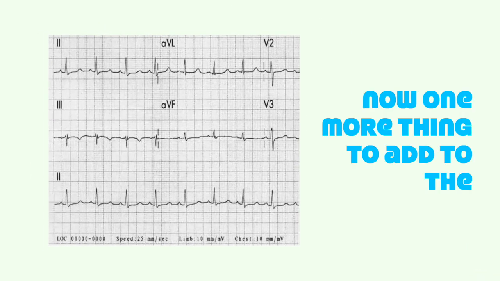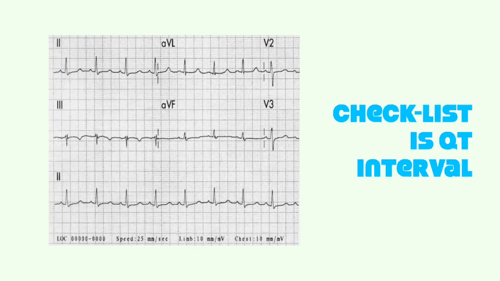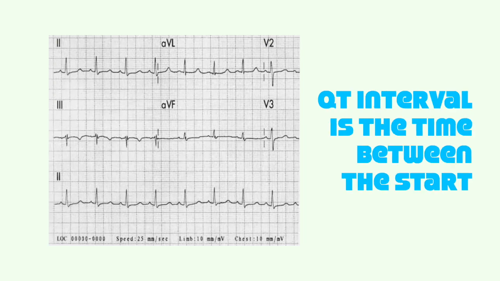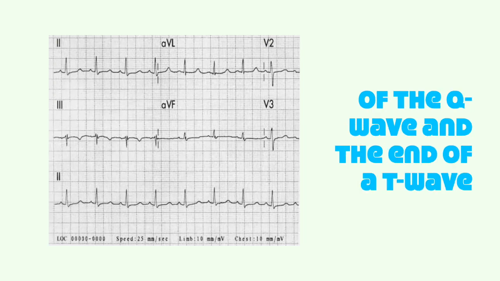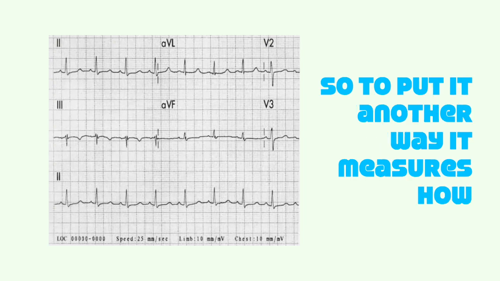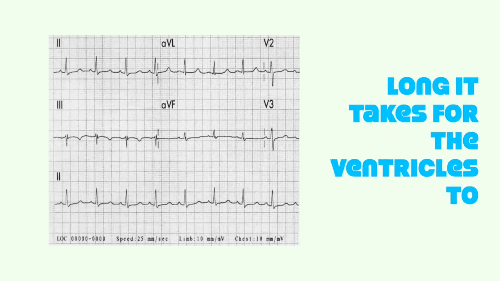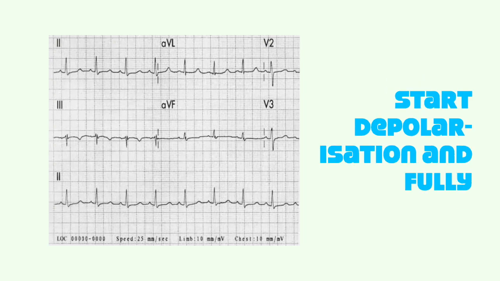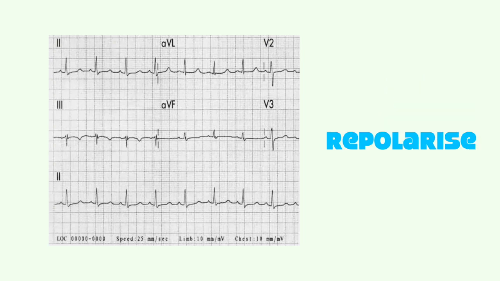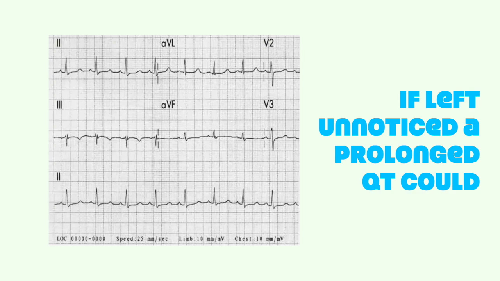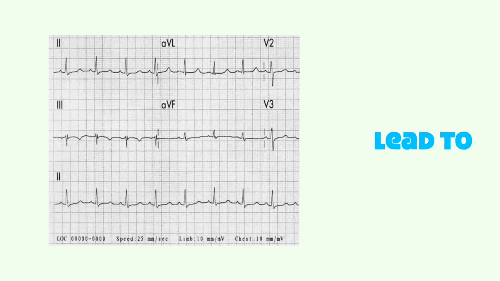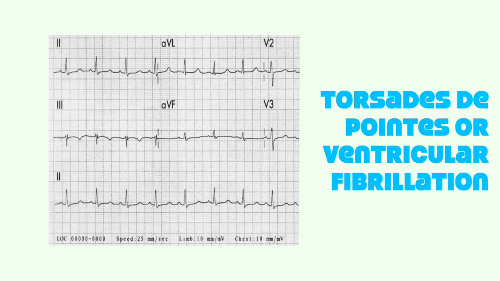Now, one more thing to add to the checklist is QT interval. QT interval is the time between the start of the Q wave and the end of a T wave. So, to put it another way, it measures how long it takes for the ventricles to start depolarization and fully repolarize. If left unnoticed, a prolonged QT could lead to TDP or ventricular fibrillation.